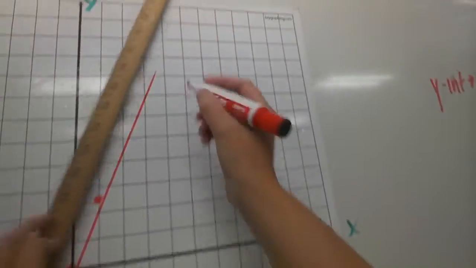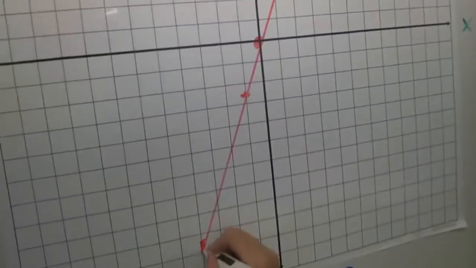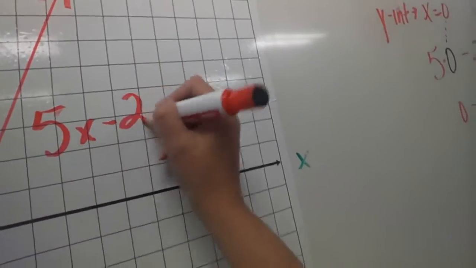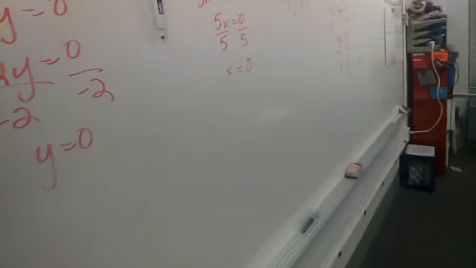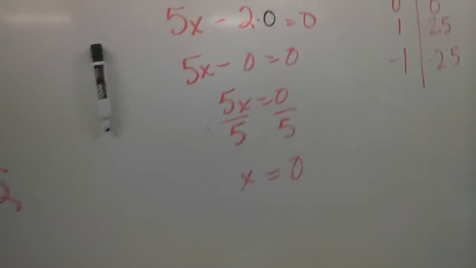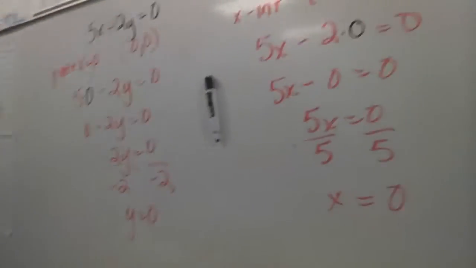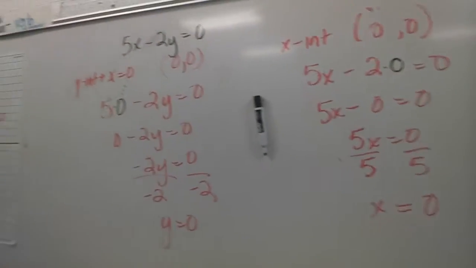Just like that. Put my arrows on my line, or it's a line segment. Okay, so this is the line 5x minus 2y equals 0. It's not difficult. You put x for your x-intercept, you put 0 in for y, you substitute 0 for y. For your y-intercept, you substitute 0 for x, and you solve.